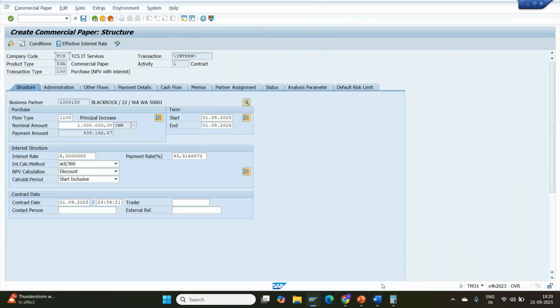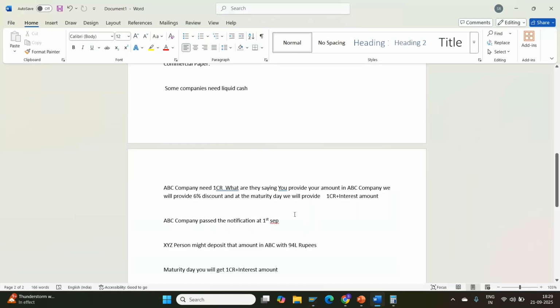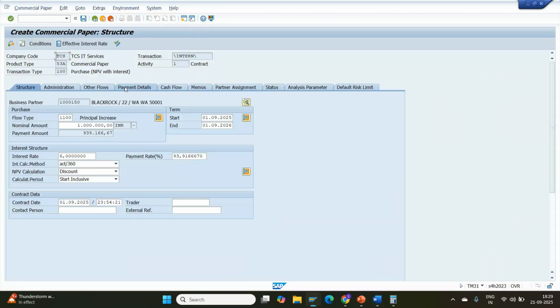I will take one example and explain it to you. When you understand, then we will do the backend configuration, then we will post the transaction. That way we will implement at TRM level. Do you have any doubt here? No, good so far.